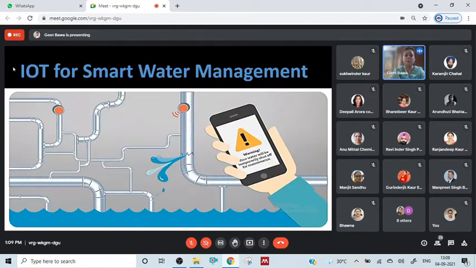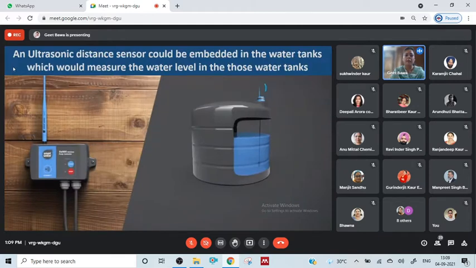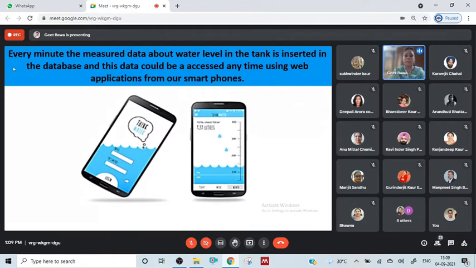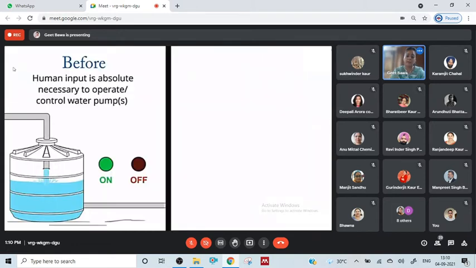Next is IoT for smart water management. An ultrasonic distance sensor could be embedded in the water tanks, which would measure the water level in those tanks. And every minute, the measured data about the water level in the tank is inserted in the database, and this data could be accessed at any time using the web applications from our smartphones.